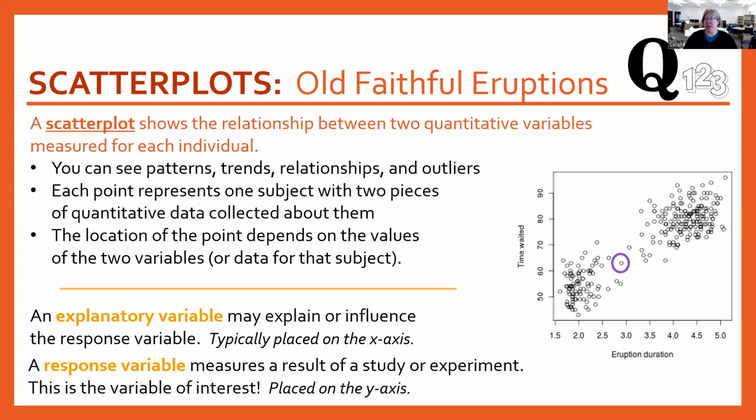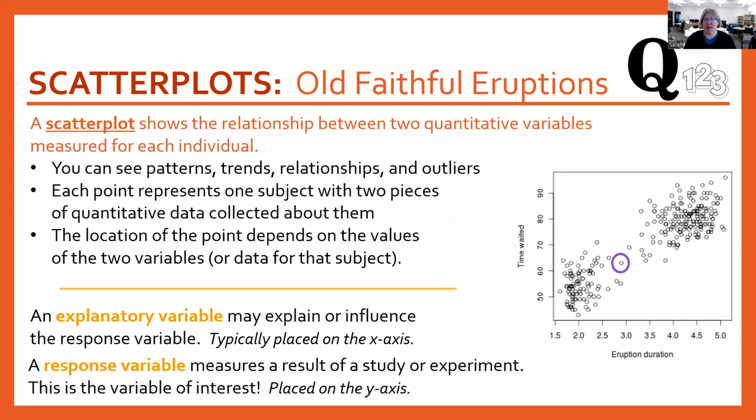So the variable that goes on the x-axis, or the horizontal axis, is the explanatory variable. This is the one that we think can be used to explain, or is influencing, or in some way predicting how the other variable is going to behave. And so then that other variable is called the response variable, and that one gets plotted on the vertical, or what we often call the y-axis. And that's the variable that we're actually really interested in. It's typically a result of a study or experiment.